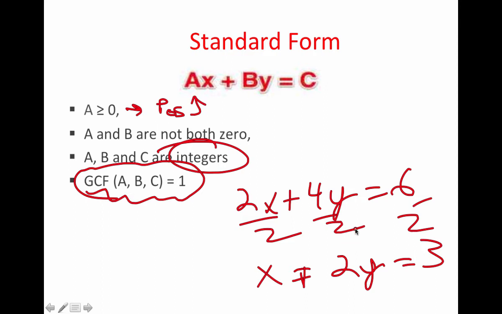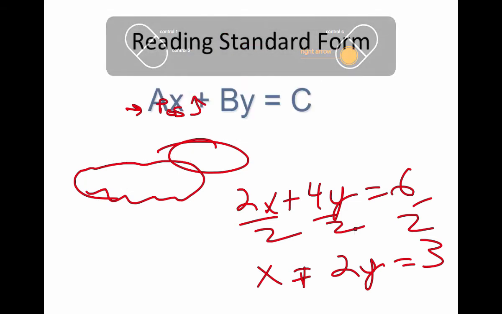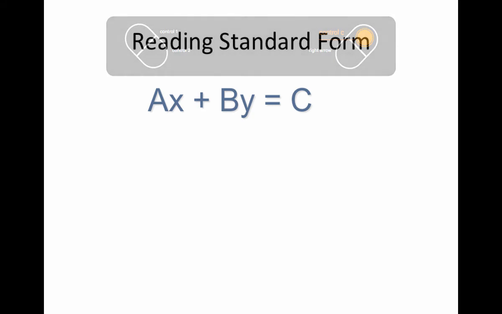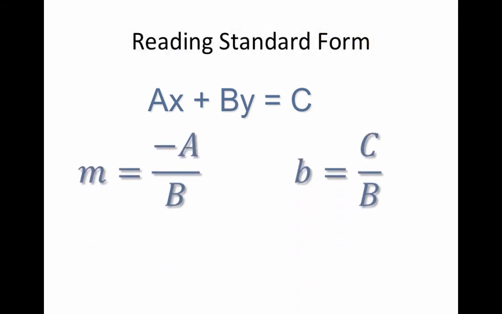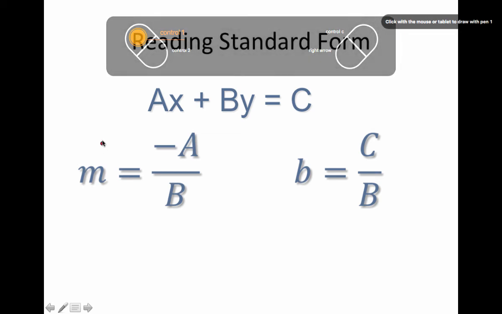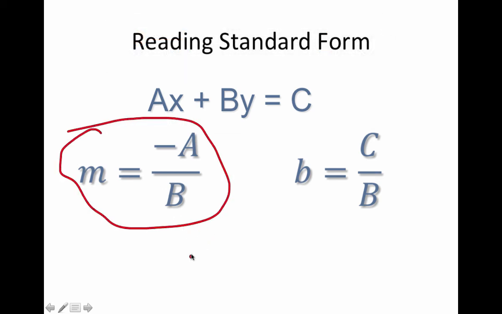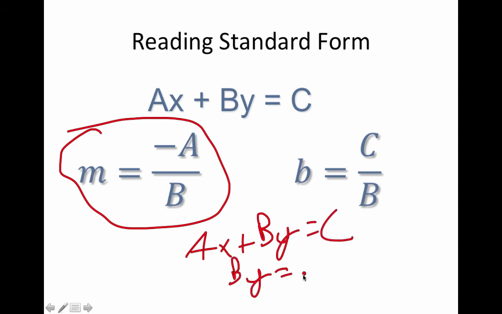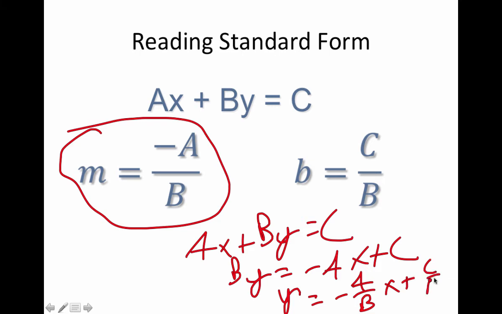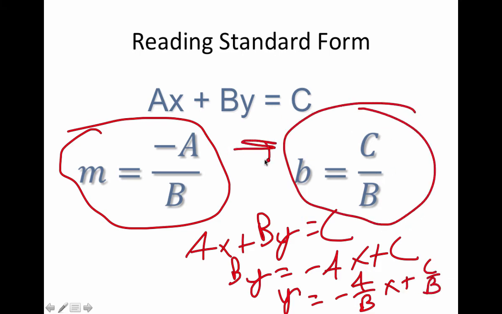So this is standard form. It's very important that you do not have any fractions or decimals. That's what it means to be an integer. You can get the slope and the y-intercept directly from A, B, and C. You're going to want to write this down or have it handy, because if I had ax plus by equals c and I solved for y, I'd have by equals negative ax plus c, and then I'd divide by b, negative a over b, x plus c over b. That's where these two things come from.